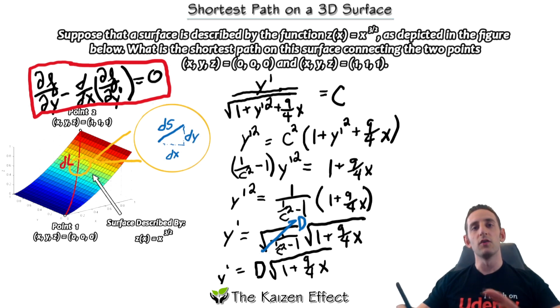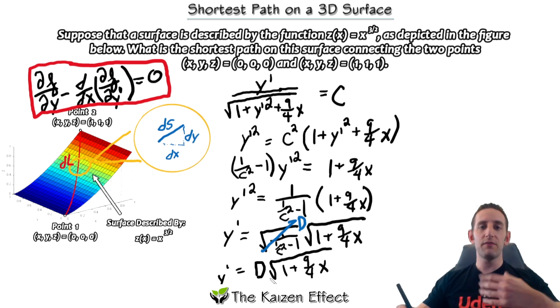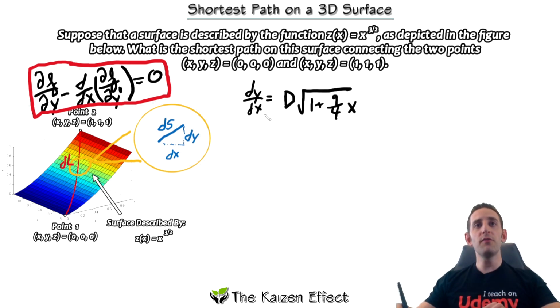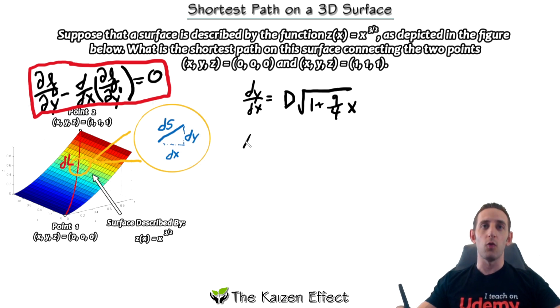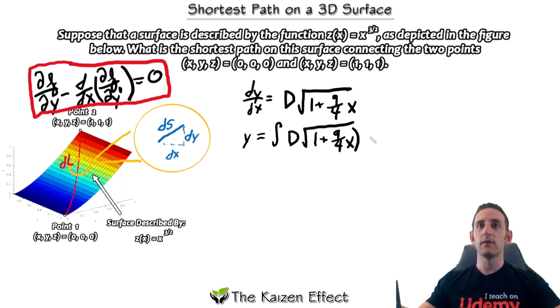And life is good. So we have an equation here which looks manageable. We can solve this, right? We don't have to use differential equations. We can just integrate it and get a result. So let's do that right now. If we move the dx term for the y prime sub x over to the right and integrate, the integral of dy is just y. So we know the function y we're looking for is no different than the integral of d times the square root of 1 plus 9 over 4x dx.